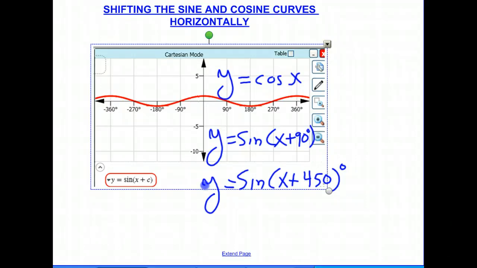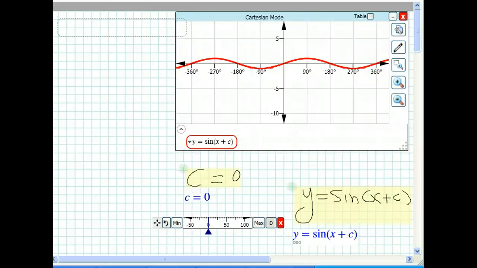Now, of course, the question comes up: what happens when we add a negative number to x? So let's say we add a negative number. Let's try to make it 45. And there's 45. Notice the graph has now moved 45 degrees to the right as opposed to the left. So this would be the graph right here of the sine of x minus 45 degrees.